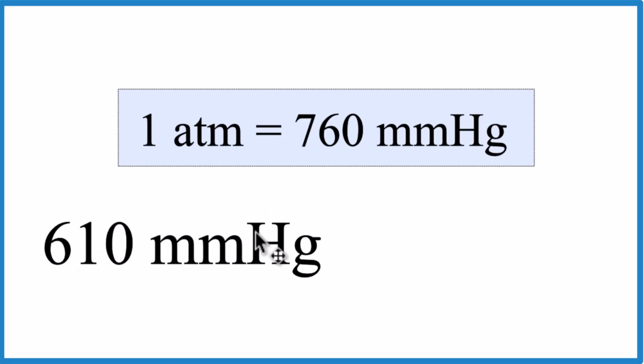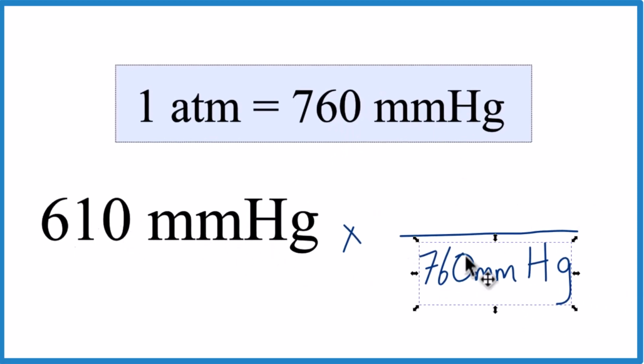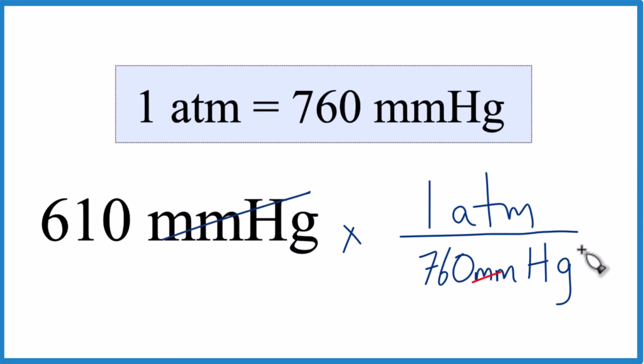So what we'll do is multiply this by our conversion factor. And we want millimeters of mercury to cancel out. So we're going to put 760 millimeters of mercury here in the denominator. That way they'll cancel out. We want to end up with atmospheres, so 1 atmosphere goes in the numerator here. So now you can see when we multiply, millimeters of mercury cancels out. We're left with atmospheres, and that's what we want.